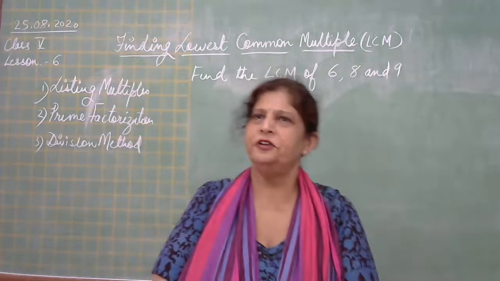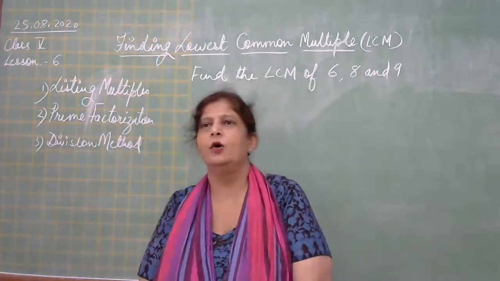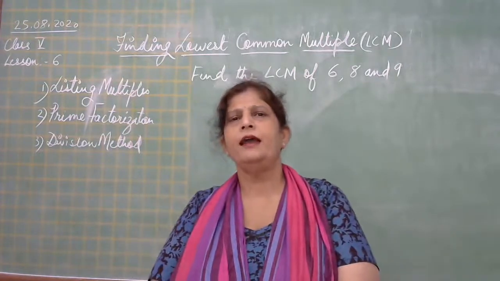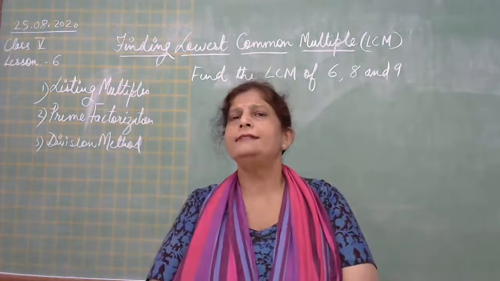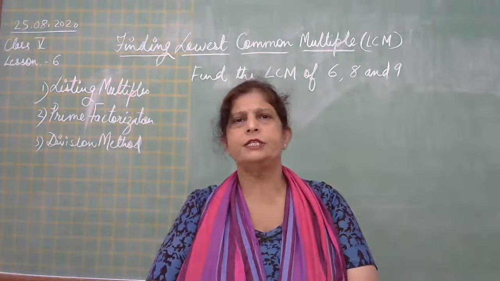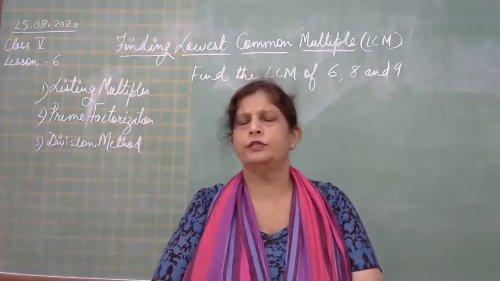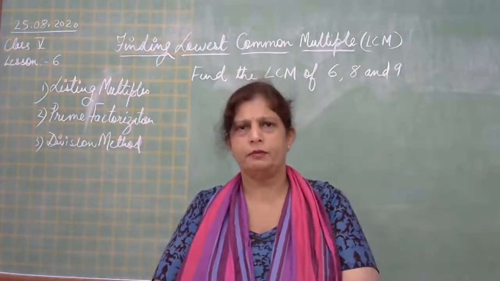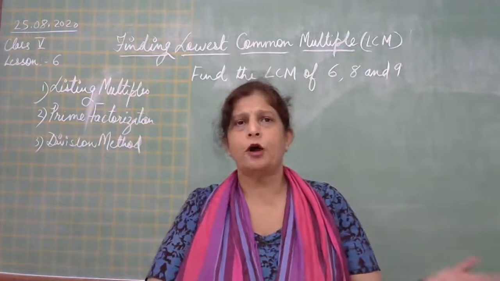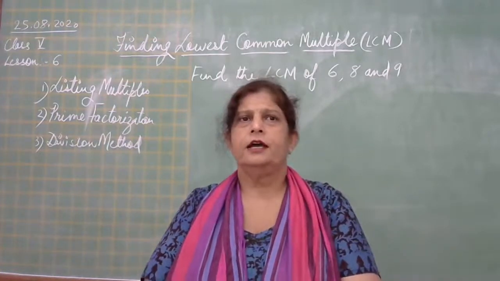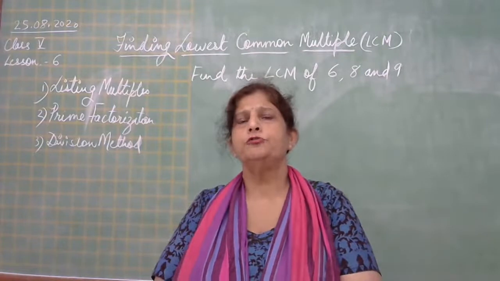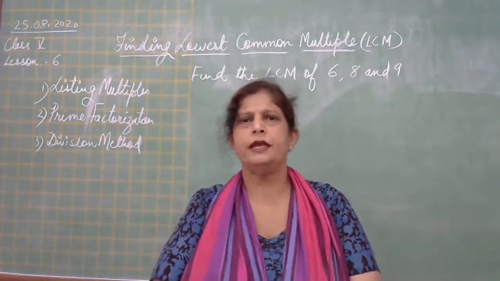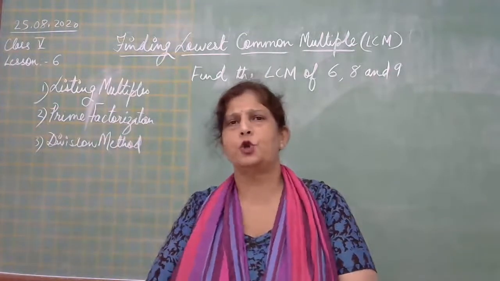Children, as I told you, in my next class I will be taking lowest common multiple. So today we'll learn how to find LCM, that is lowest or least common multiple, of two or more than two numbers. We have already learned how to find common multiples and common factors, and now we learn to find the lowest common multiple. In the later part of this lesson, we learn how to find the highest common factor.